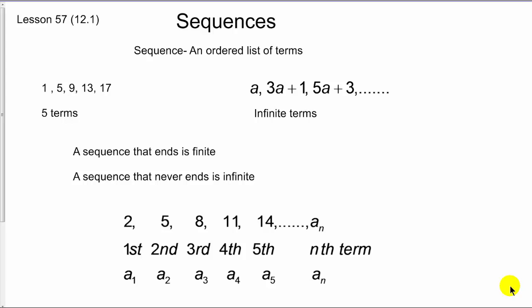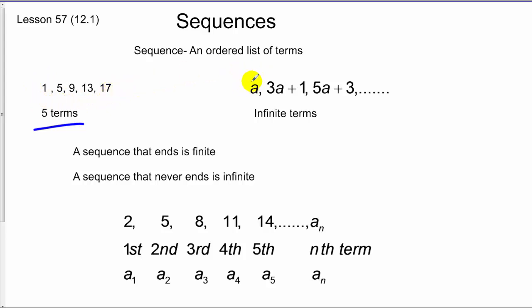We're going to move to a new chapter today on sequences and series. A sequence is basically just an ordered list of terms. So you'll see I have a couple listed below. First one, 1, 5, 9, 13, 17, has 5 terms in it. And you'll see there's kind of an order of an adding of 4.